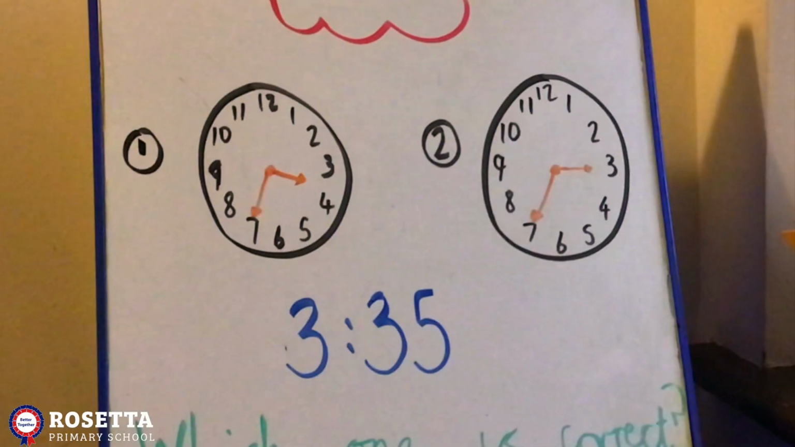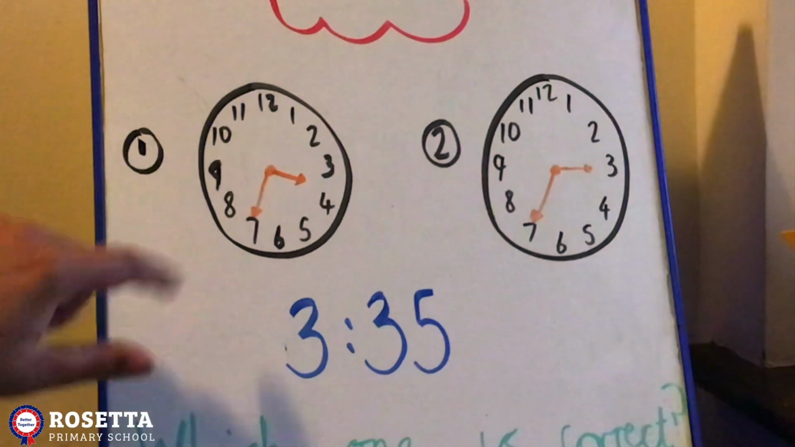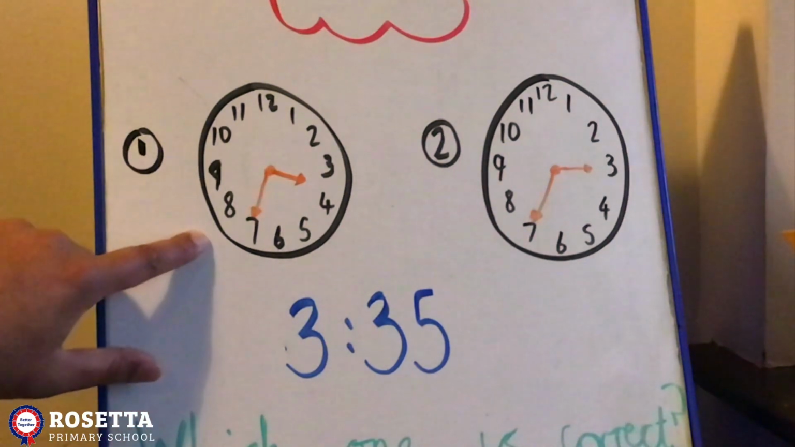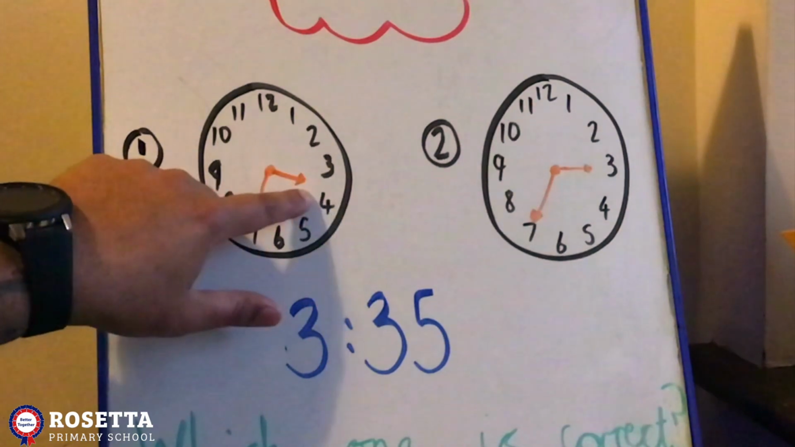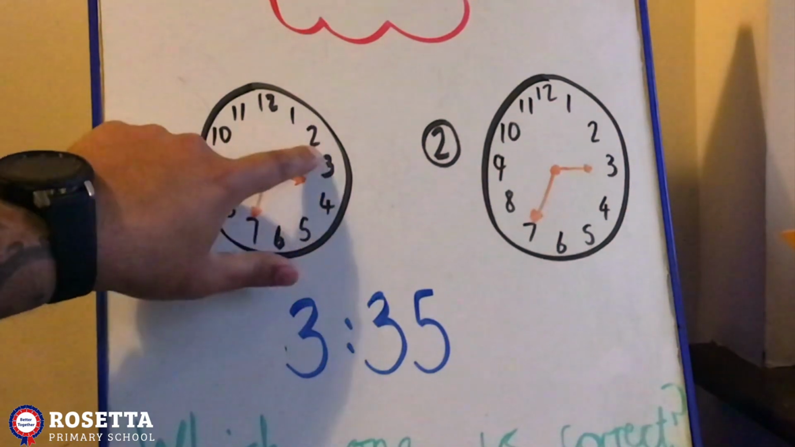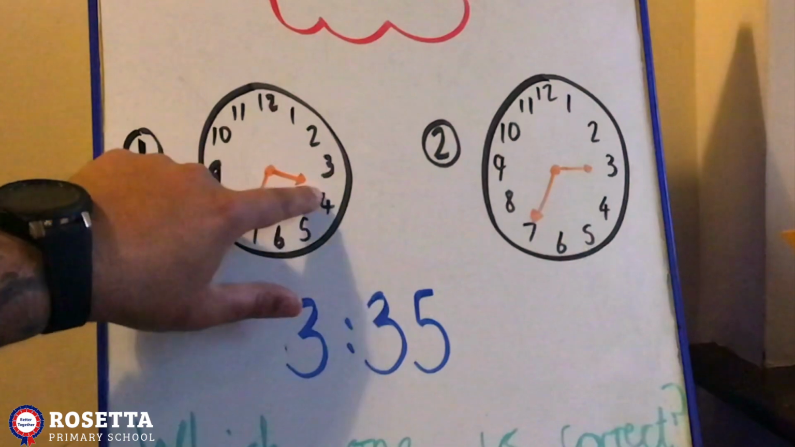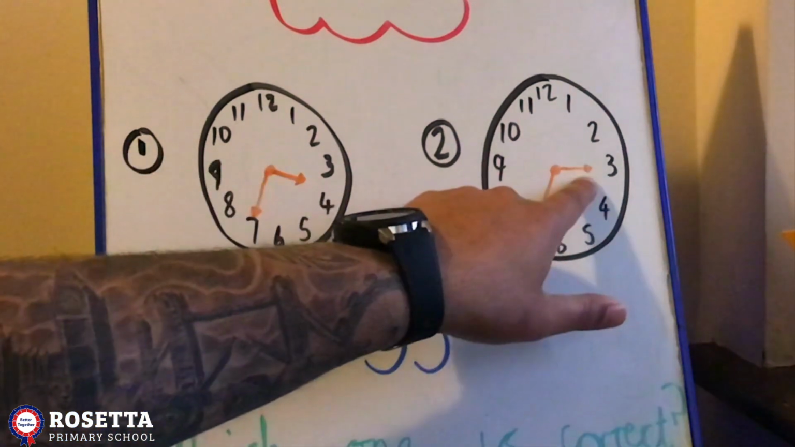Fantastic. Okay, hopefully you should have worked out this one is correct. Why? Because 3:35 is closer to 4 o'clock than it is to 3 o'clock. So the hour hand has to be in between. It can't be exactly on there.